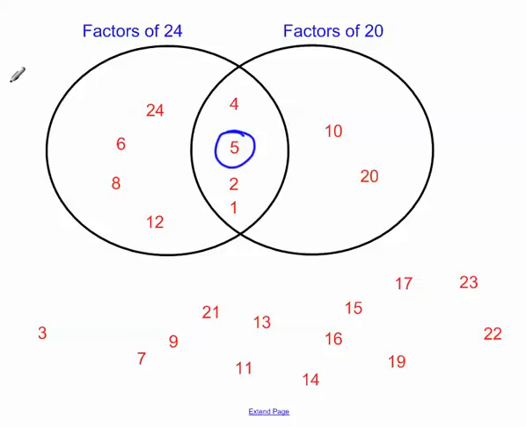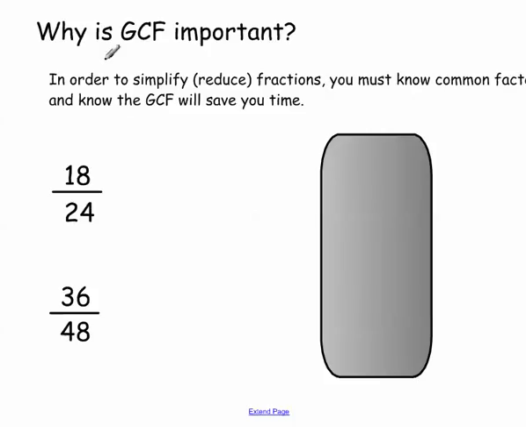Now you might be asking yourself, why exactly do I need to know all this? The biggest reason is because when we start simplifying or reducing fractions, you're going to have to know common factors, and really more importantly, the greatest common factor. If you know that greatest common factor, it's going to save you time. So let's look at my fraction here, 18 over 24. You could recognize that it's even. If I divide by 2, I get 9/12, but then I recognize I can divide that by 3, and I get 3/4. That's my answer. 2 is a common factor, 3 is a common factor.